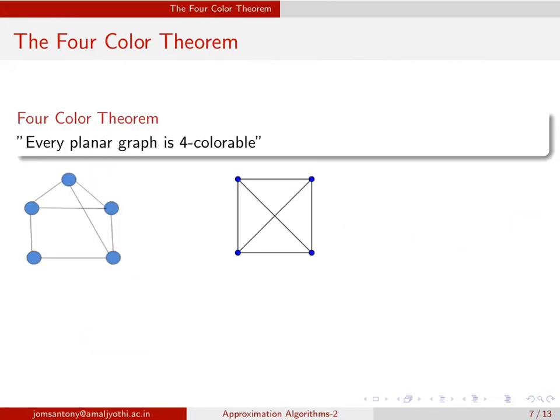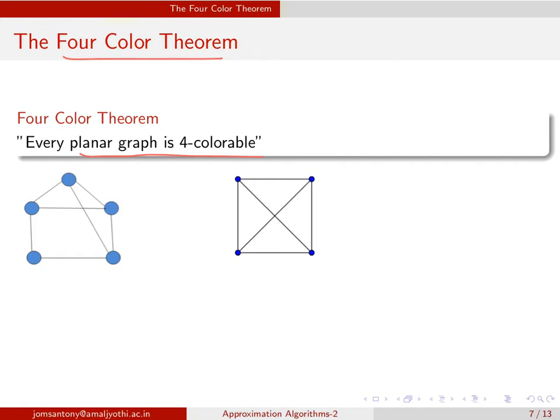Now, the four-color theorem is a very famous theorem about planar graphs. It states that every planar graph can be colored using four colors. Formally, every planar graph is four colorable. It means that at the most, you require only four colors to color a planar graph. A couple of planar graphs are shown on the screen. Now you can pause the video for some time and verify that these graphs can be colored using at most 4 colors.